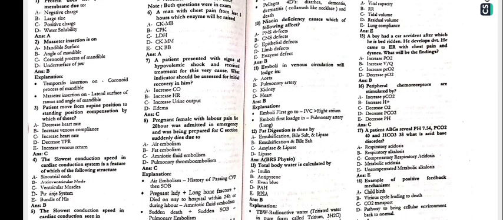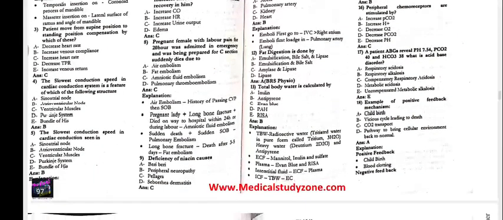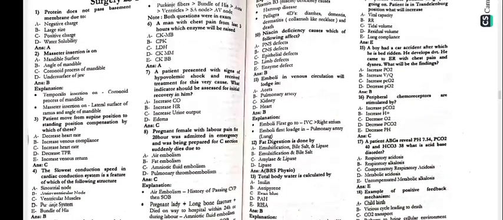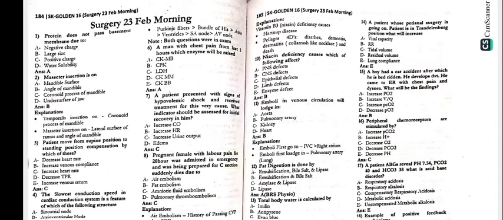Question number 11, emboli in the venous circulation will lodge in the beta, pulmonary artery. 12, the fat digestion is done by alpha, emulsification, bile salt and the lipase. 13, total body weight is calculated by beta, antipyrine. Next, question number 14, a patient whose perineal surgery is going on, the patient is in the Trendelenburg position, what will increase, that is E, lung compliance.